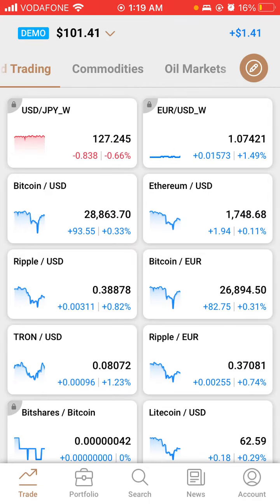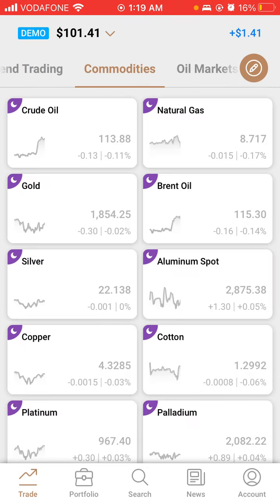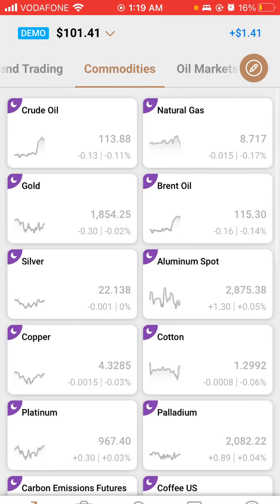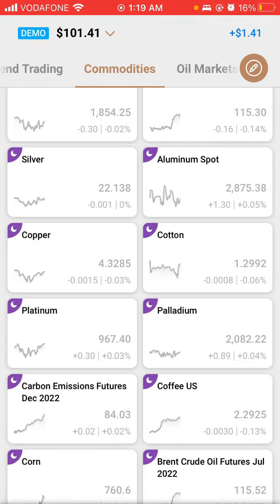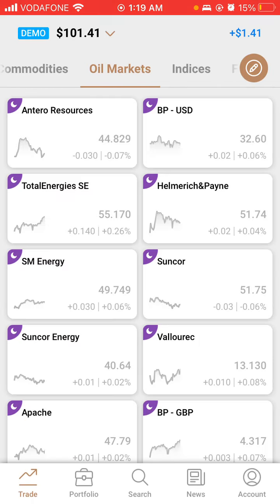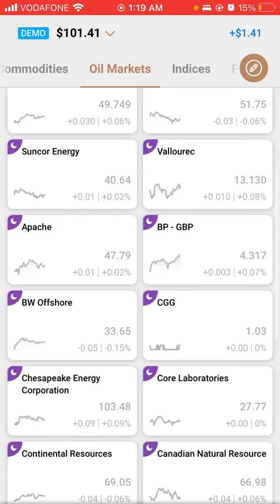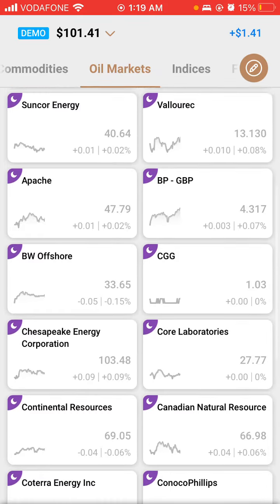And okay, this is the commodities. These commodities include crude oil, natural gas, gold, barrels, oil, silver, cotton, and so on. This is the oil market. I've never traded on this before.